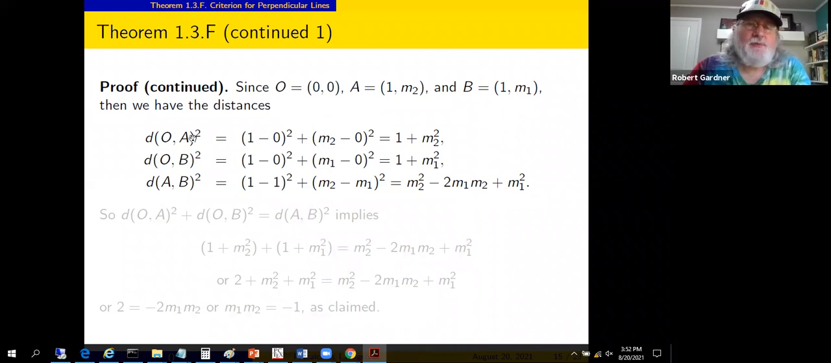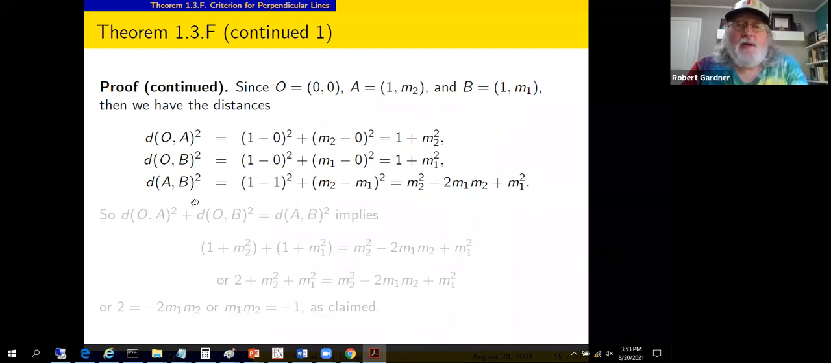Distance from origin to point A would be change in the x coordinates, 1 minus 0 squared, plus change in the y coordinates, m2 minus 0 squared. That simplifies to 1 plus m sub 2 squared. The zeros are easy to deal with. The distance from the origin to B, 1 minus 0 squared, plus m1 minus 0 squared. Zeros make the arithmetic easy again, and this time we get 1 plus m sub 1 squared. It's the very similar format.